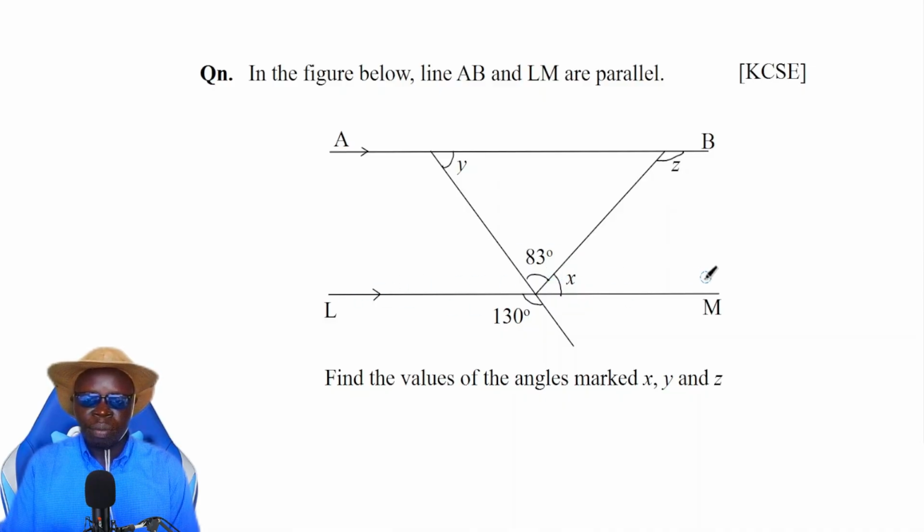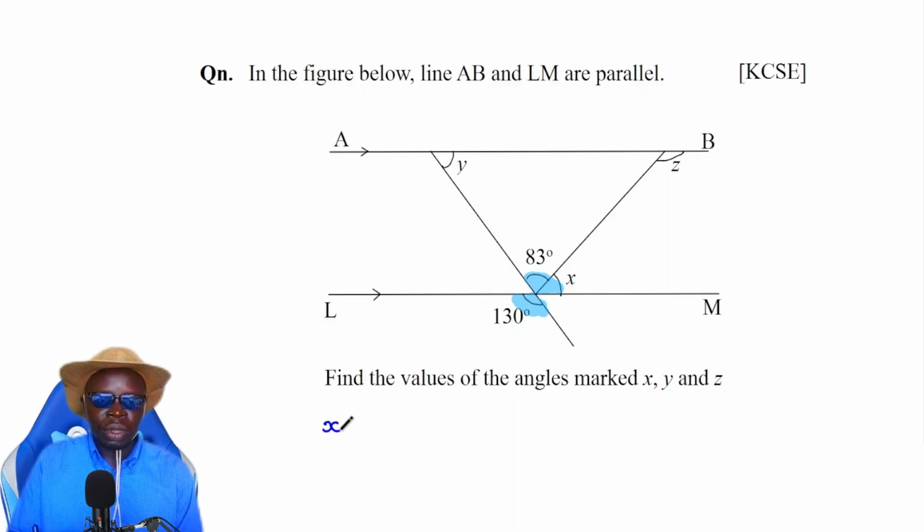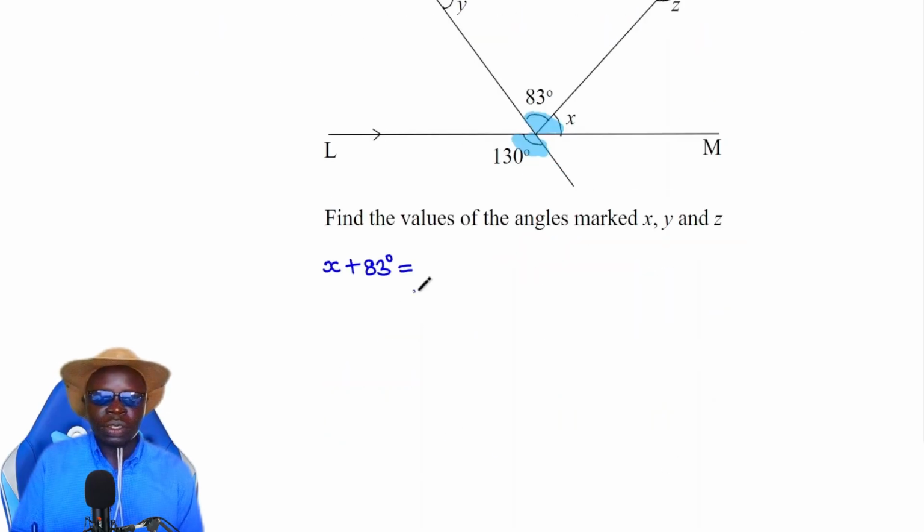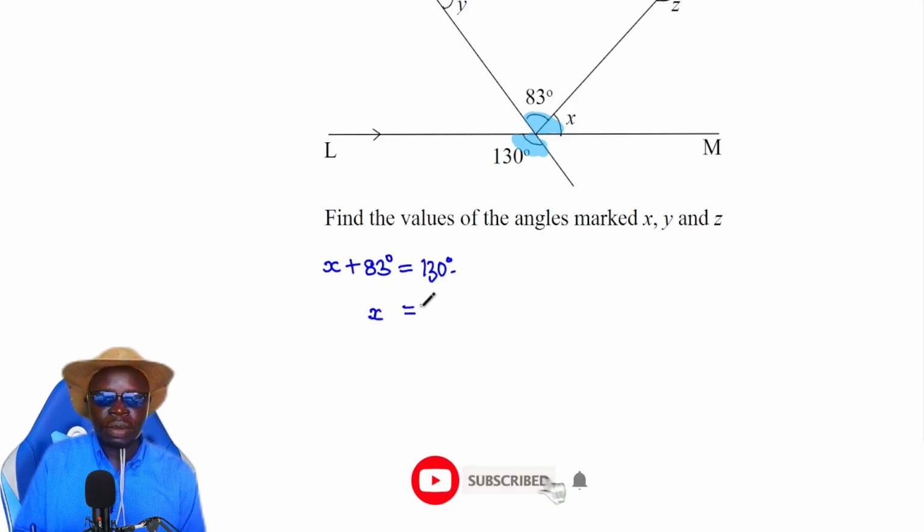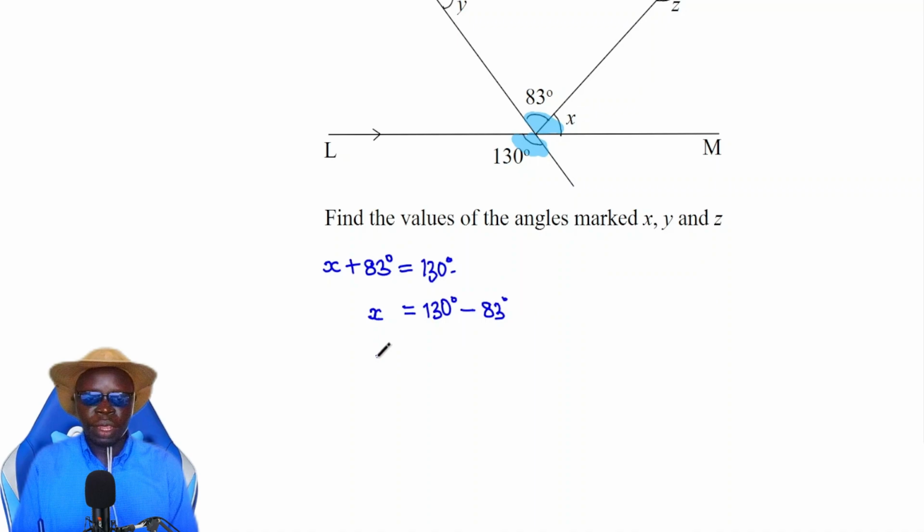Now, since LM is a crossing line to this, the sum of these two angles should be equal to the angle given here. So these angles are opposite each other. Because of that, we can start working for X. The value of X will be gotten by adding X to 83 degrees, and this equals 130 degrees. Now from here we can collect like terms by taking 83 to the right hand side, and we have 130 degrees minus 83. So from here the value for X is 47.